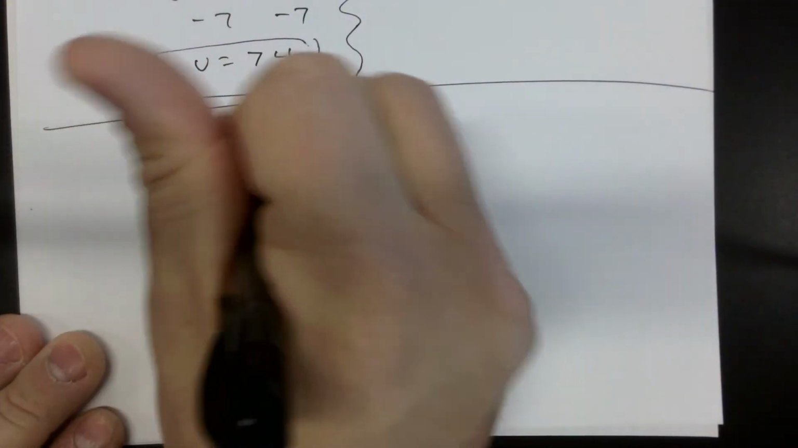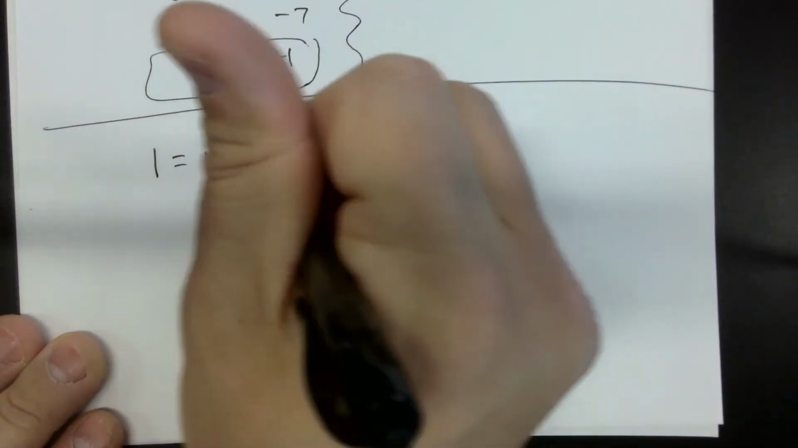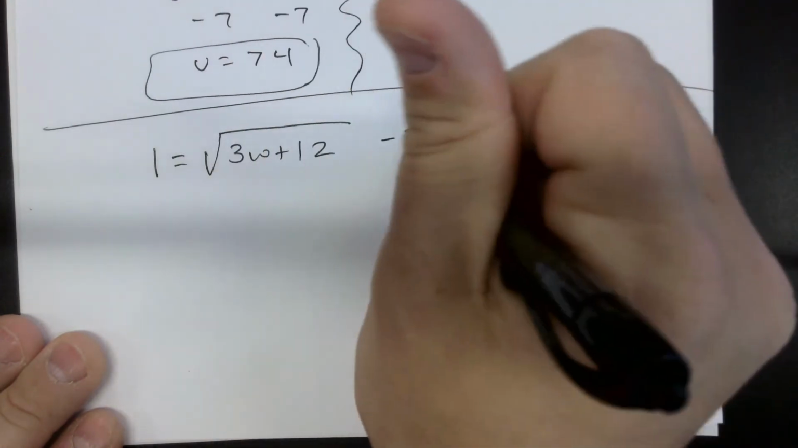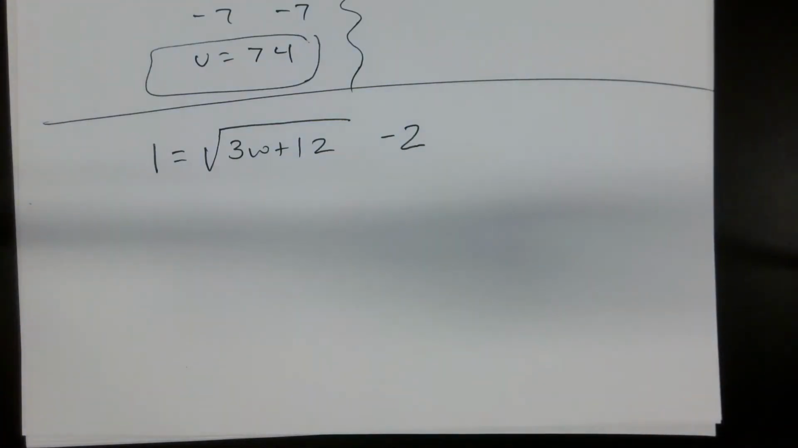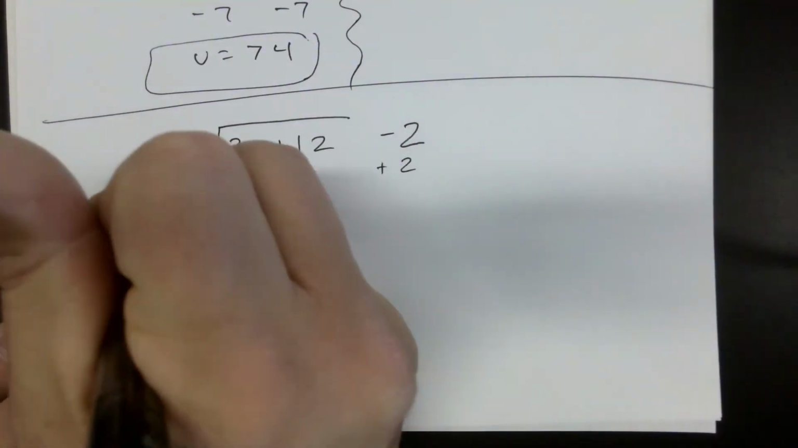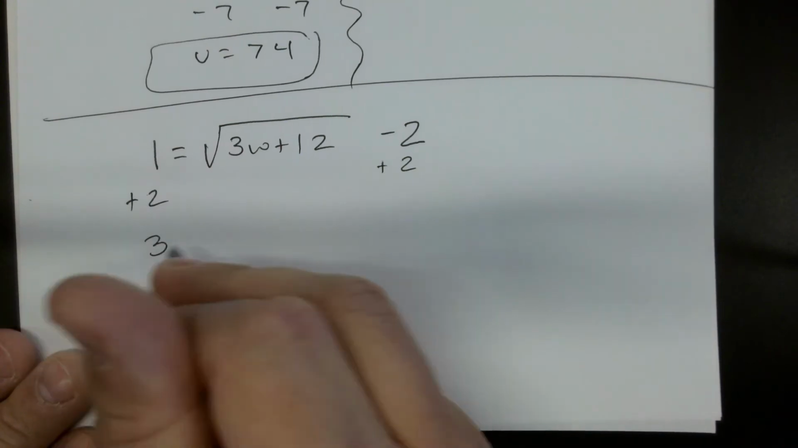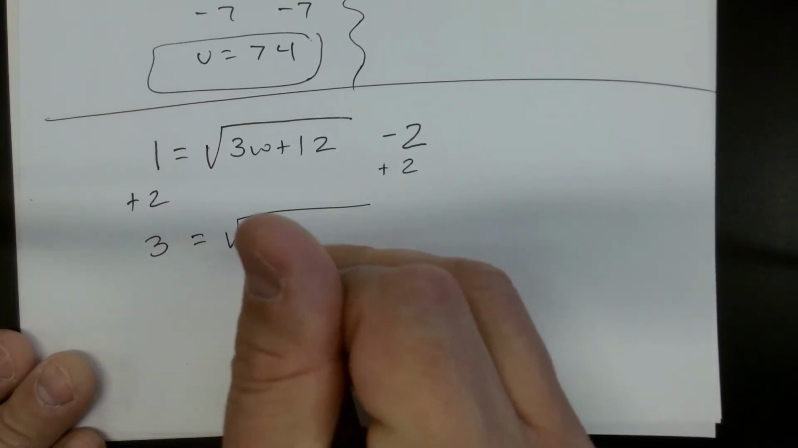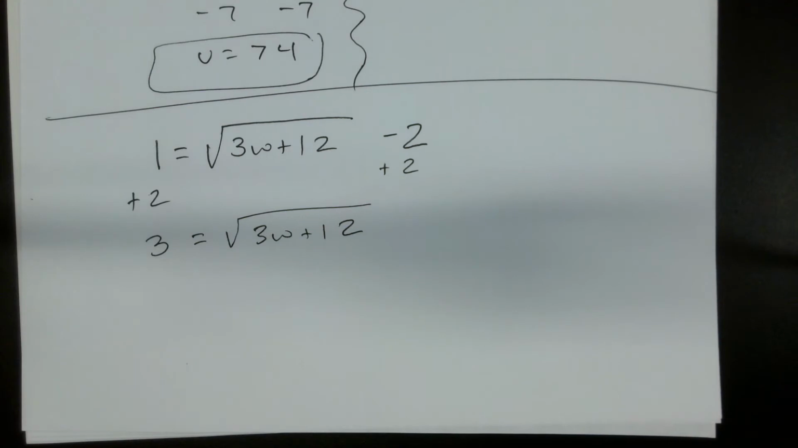1 equals the square root of 3w plus 12 minus 2. So step number 1 comes into play here. We got to get the square root alone. Anybody know how to get the square root alone here? Brianna, what do you think? Yeah, so we're going to add 2 to both sides here. By doing that, it's going to give us 3 equals the square root of 3w plus 12.